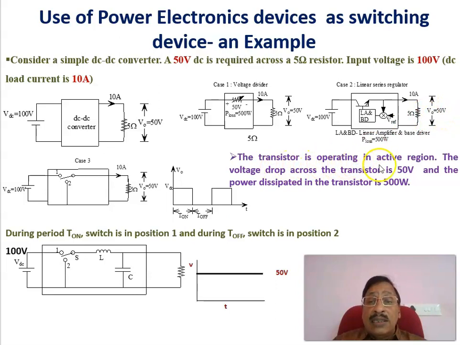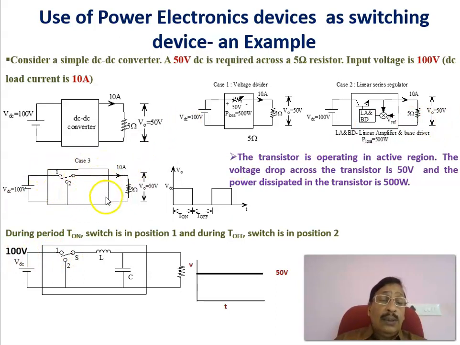Therefore, in this case, the transistor is operated in the active region, and the voltage drop across the transistor is 50 volts. The remaining 50 volts is available across the load, and the power dissipation is equal to 50 volts into 10 amperes. Therefore, 500 watts is being dissipated in the transistor. Therefore, efficiency is 50%.